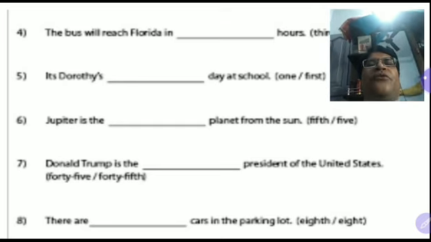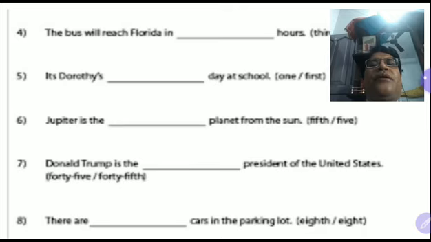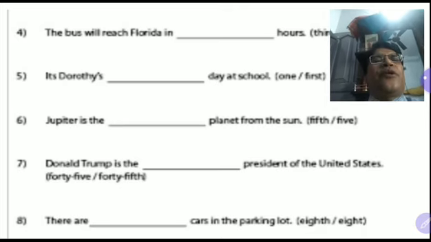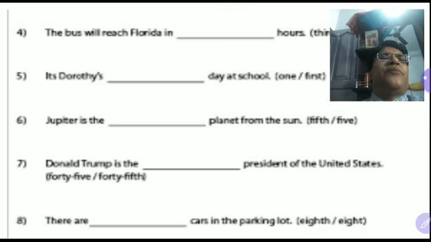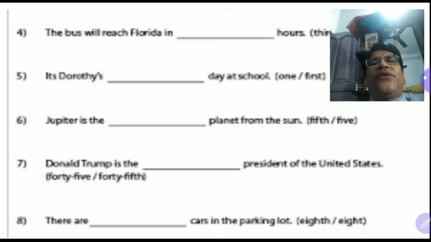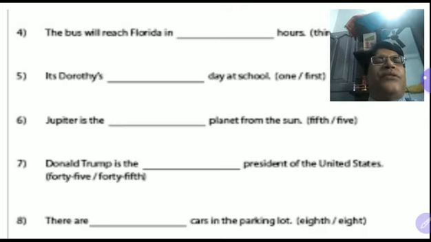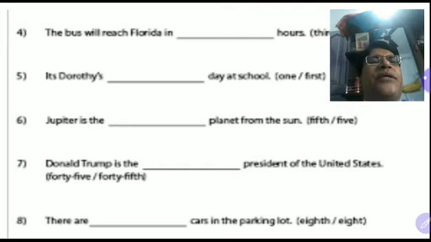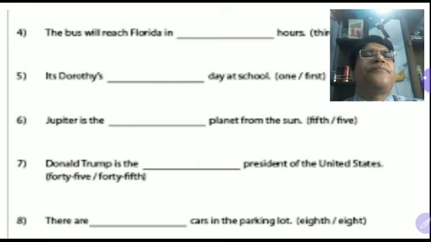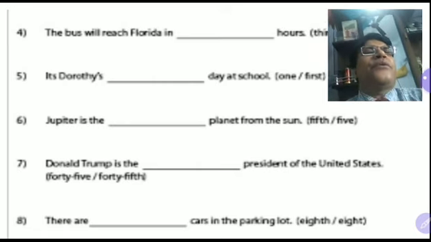Now next one, Donald Trump is the 45th president of the United States. 45 can never be used here. Now next, 8th number. There are 8 cars in the parking lot. This is how you have to do your worksheets.